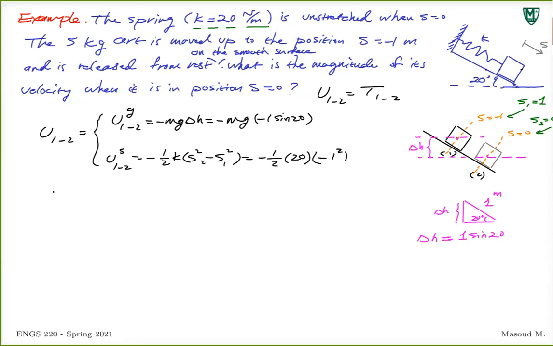Hopefully, we'll see. So T from 1 to 2, that's just all the work. The only two forces we had that are doing work are the spring force and gravity. Then kinetic energy is 1 over 2 m v2 squared minus 1 over 2 m v1 squared.